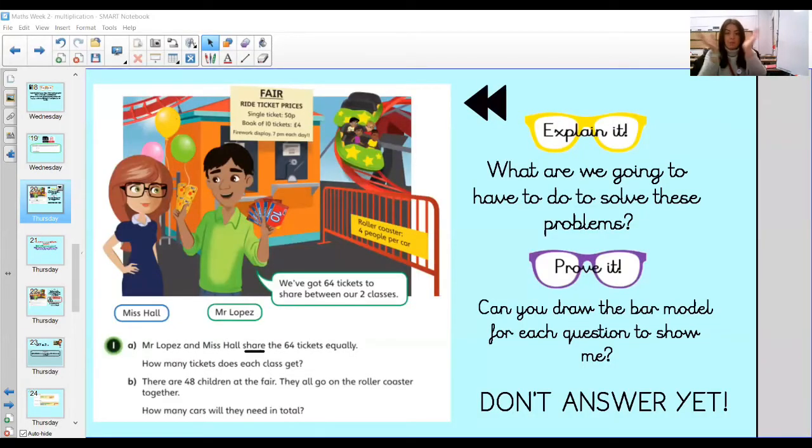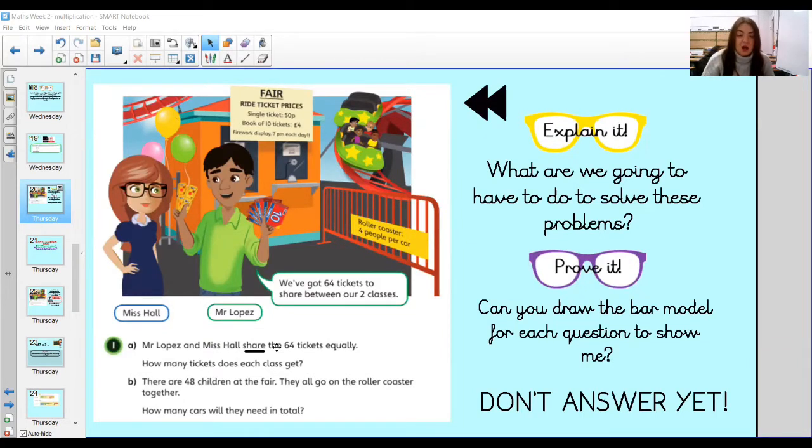So we're going to do a quick rewind. I want you to have a look at this question here, okay? The key bit, the most important bit at the bottom is don't answer it yet. This is just a rewind of what you are going to have to do to solve this problem. You can see I've given you a little clue in here. So explain it, glasses on first. What are you going to have to do to solve this problem? And then prove it. Could you draw the bar model that would represent how you would solve this problem? Think about your parts, think about your wholes.